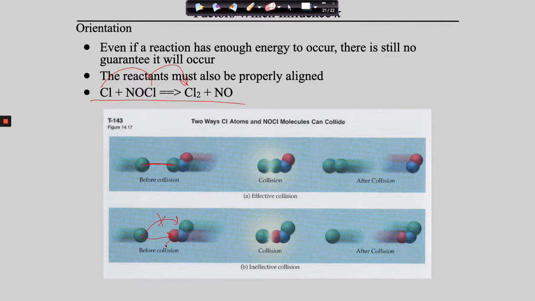Now guys, the more sensitive a reaction is to orientation, the slower the reaction will go. Does that make sense? That if a reaction has got a very tight margin for how they have to collide, that will be a slower reaction. Does that make sense kind of fundamentally?